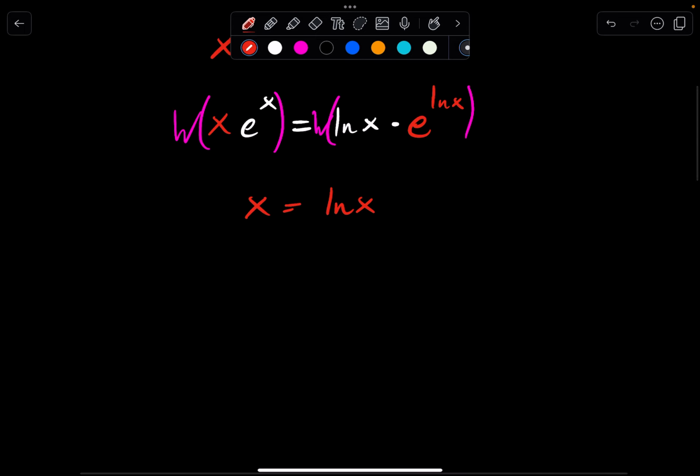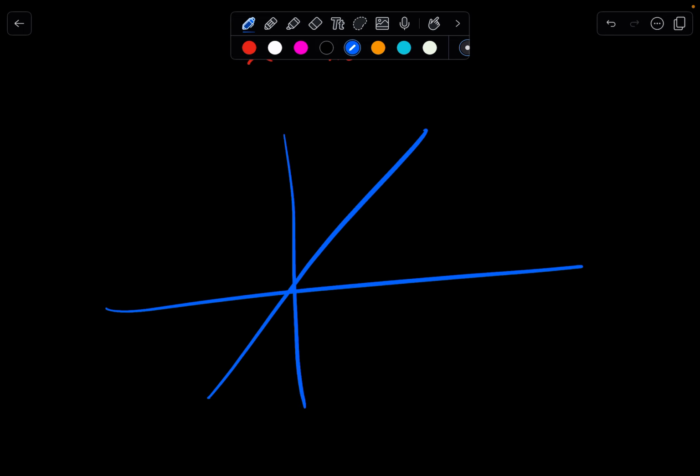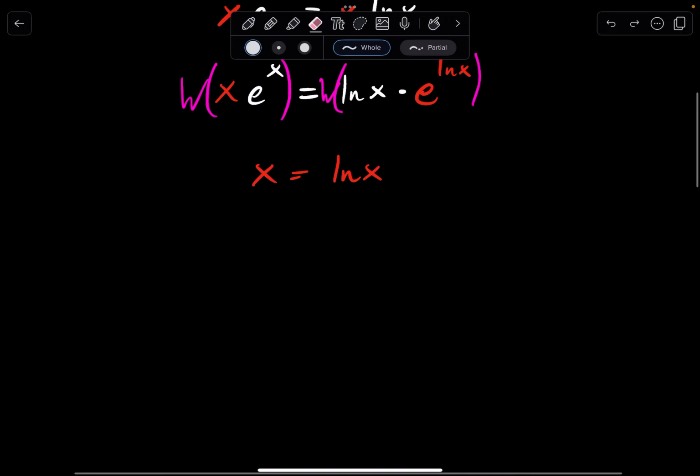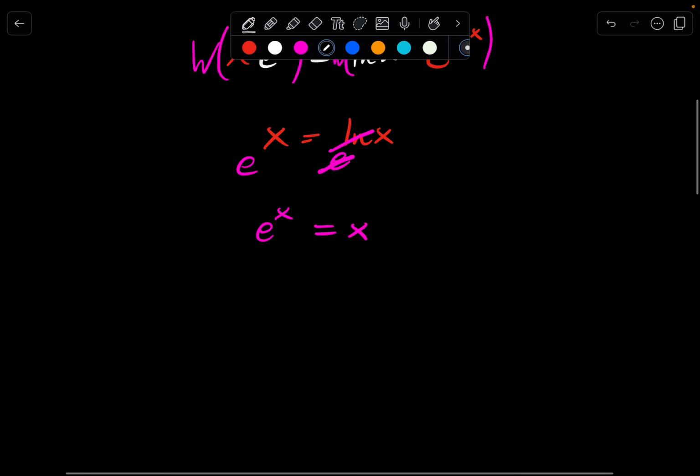But how do we solve this now? Maybe there's an easy way to do it. If we look at the graphs, once again, x is like this, and ln of x is like this. Once again, they don't intersect, meaning our solution is complex, which is the conclusion we drew earlier, which is pretty cool. But to solve this equation, let's try exponentiating both sides like this. So now we have e to the x, and e and ln cancel. This means e to the x is equal to x. But are we done yet? How can we solve this equation?